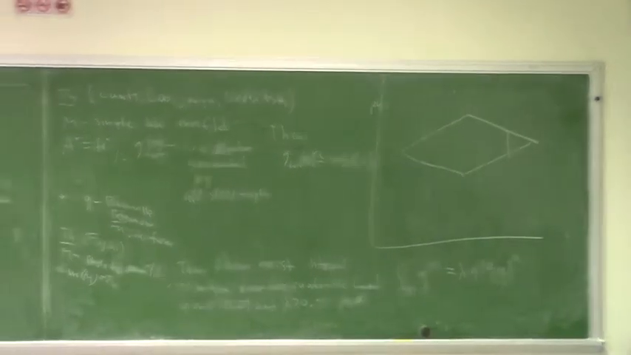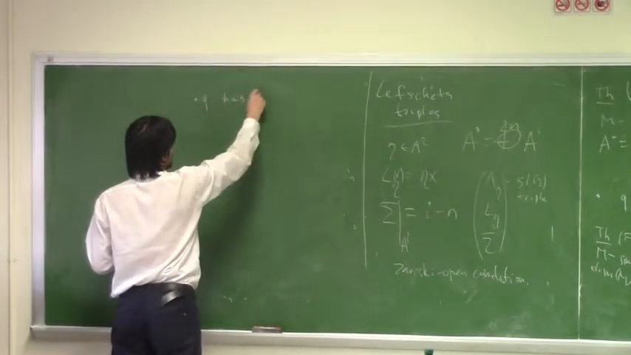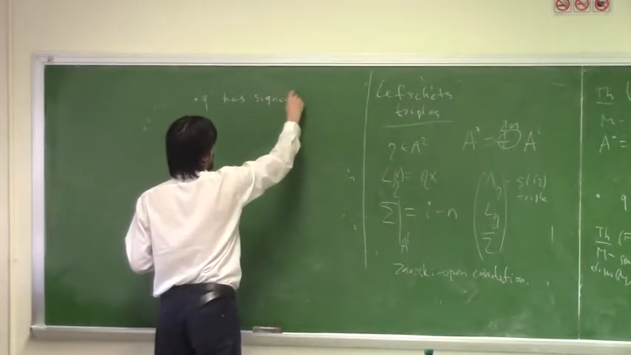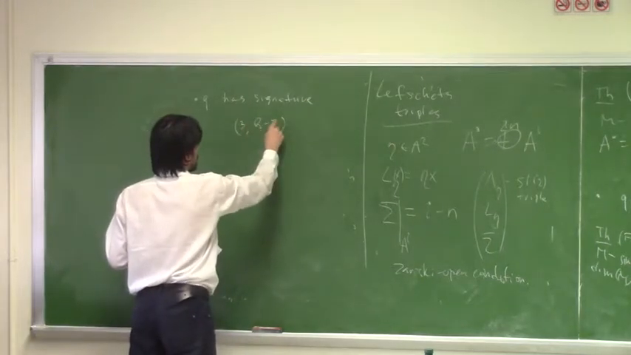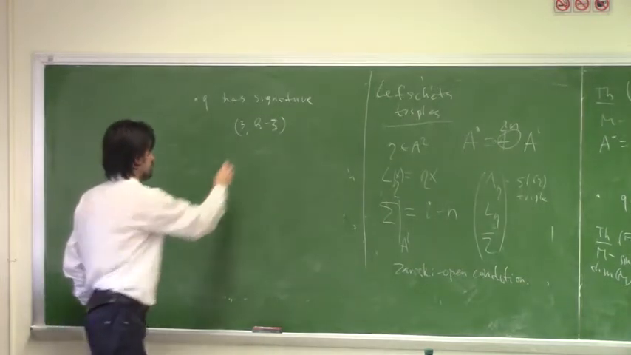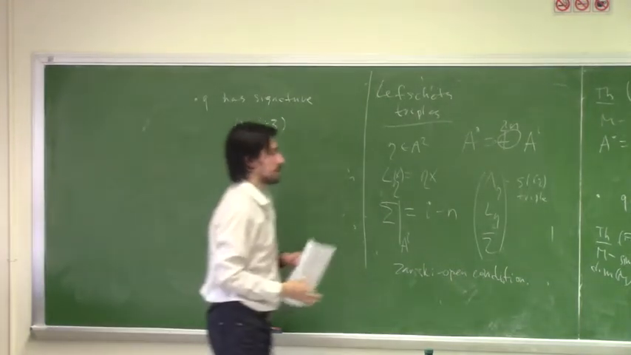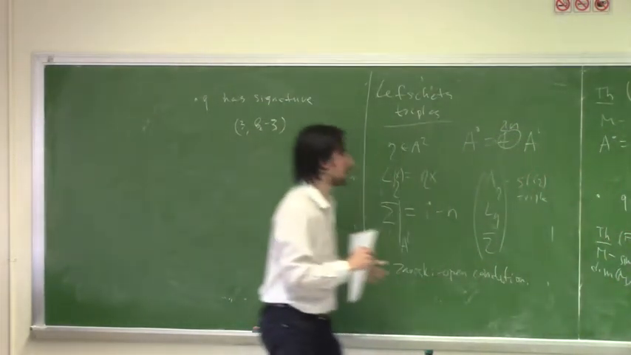So the form Q has signature (3, b2 minus 3). And as you can see, we have 4 b2 minus 2, so it's not a miracle.